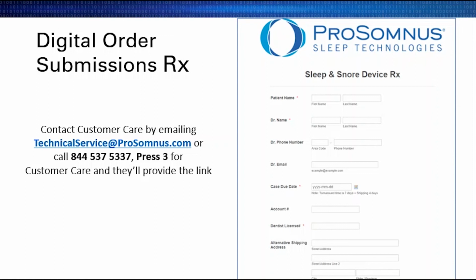To get access to that online prescription, please email or call technical services at ProSomnus.com. If you call the 844-537-5337 number, press 3 for the customer care, and they'll provide you this link. You'll simply download that, and every time you send in a case, upload the STL files through your scanner software, open up the prescription, and fill that out as well. Simple as that. If you got any questions, just give your customer service rep a call. Call technical services or your customer service rep, or email me, and I'll be happy to answer your questions.